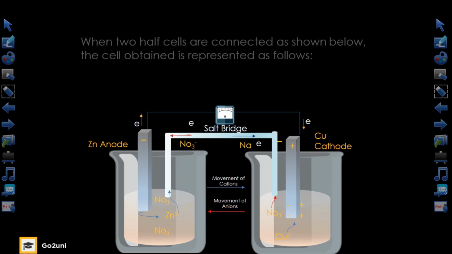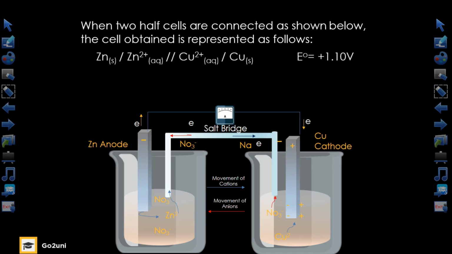And talking about using copper and zinc as electrodes in a given electrochemical cell, it is worthy to note here that the slash, that is the stroke sign between zinc and the zinc atom and zinc ion, as we can see displayed on the screen, is simply the phase change. But the double strokes between zinc and copper is the salt bridge.